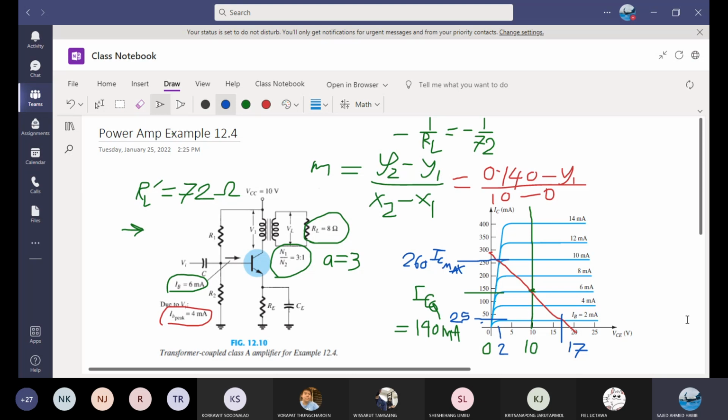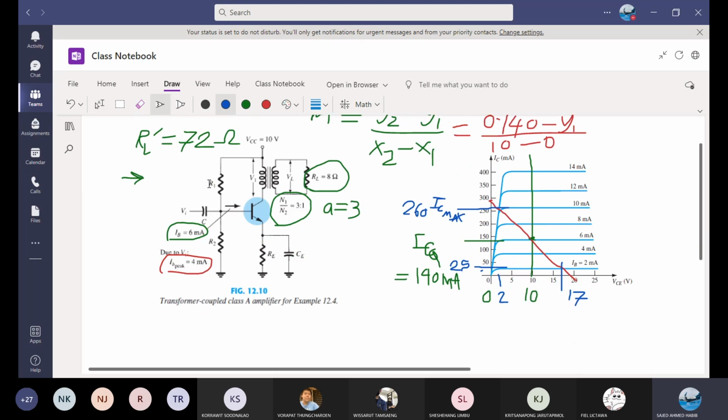Then you can use the equation P out equals delta VCE and delta IC divided by 8. Let's find the P out. What about P in? The input power. What is the formula for input power? You remember P in is VCC times ICQ. Did we find ICQ? You know VCC is 10 volt. What about ICQ?